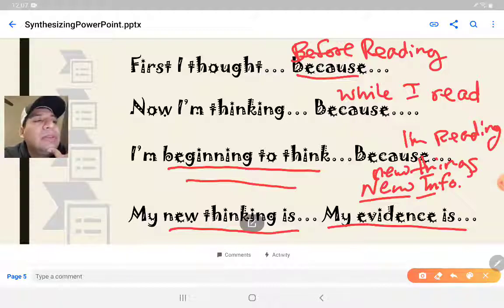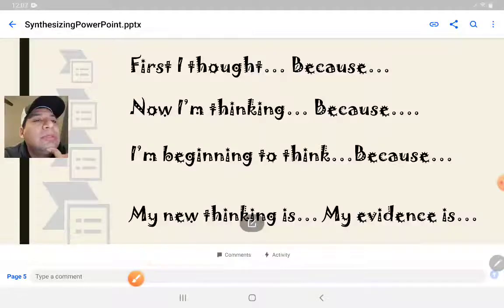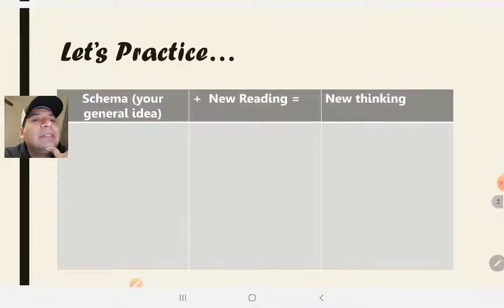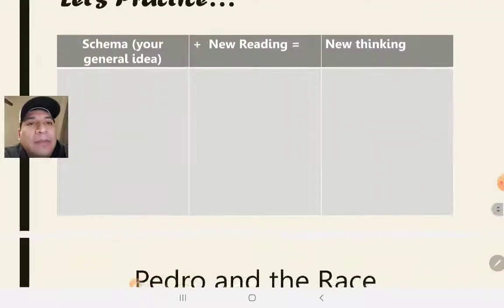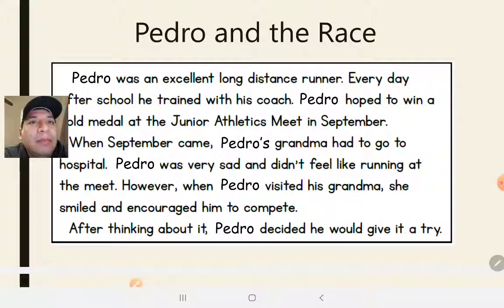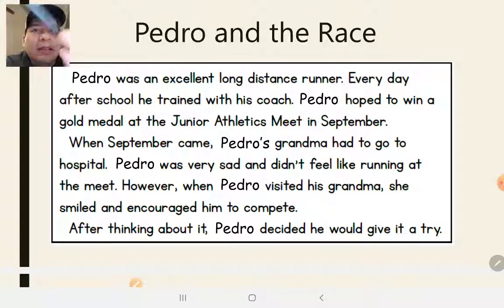Let's go ahead and close this one. Close it, move up. Let's practice. Let's see if we could do this. Let's practice. What does that mean? We need to put our general idea, our schema, plus the new reading equals new thinking, right? So this is the reading we're going to do, and it's going to be Pedro and the race. Well, let's go ahead and read that. Move this up here so you can see it.